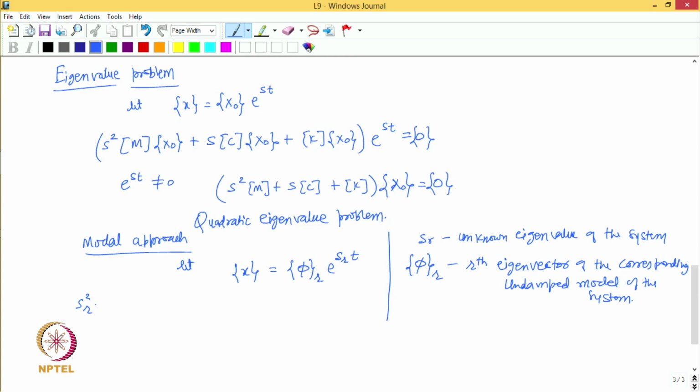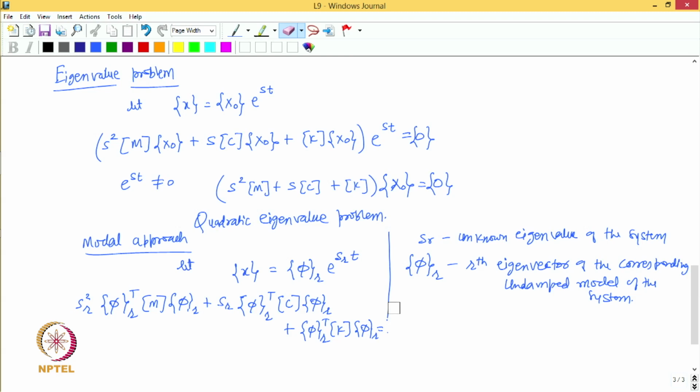We get s r square phi r transpose m phi r, plus s r phi r transpose C phi r, plus phi r transpose k phi r, and this is going to be equal to 0, because phi r transpose times 0 will be a 0 value, it is a scalar quantity.